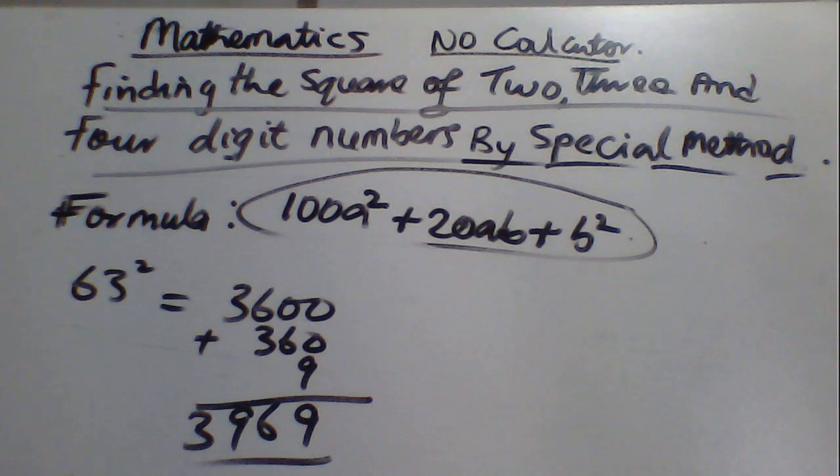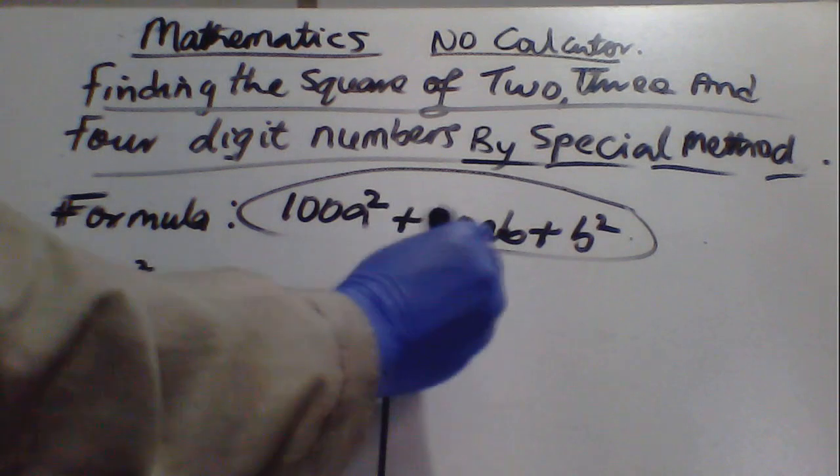So, you see how easy it is. Without a calculator, you can find the square of a 2-digit number with ease using this formula. Another one is to find the square of 47.